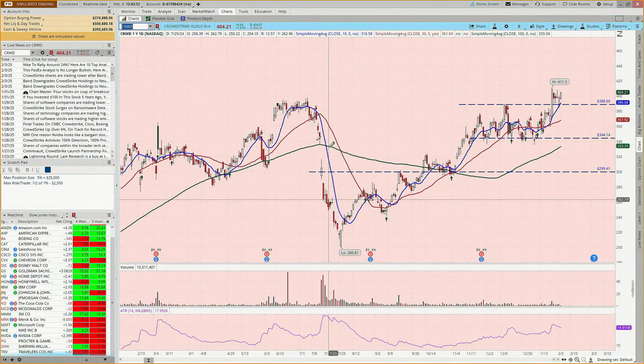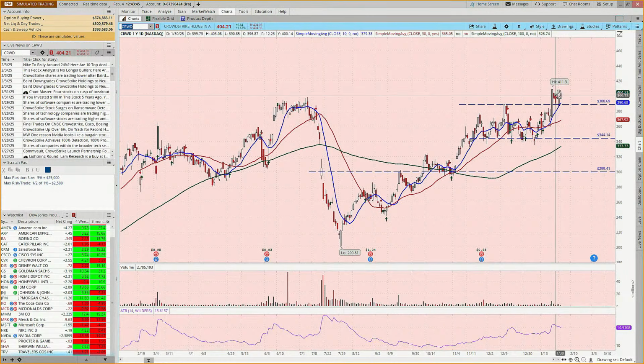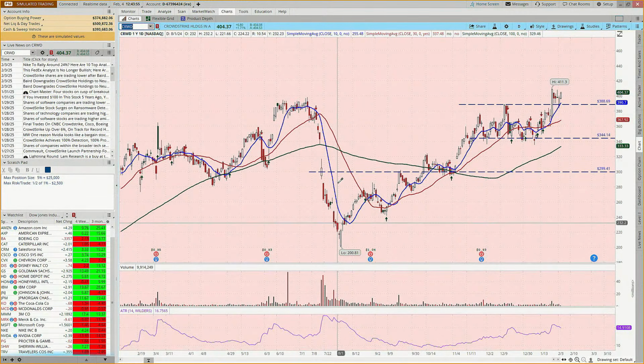So CrowdStrike, it had the blue screen of death day and tank, but it's been on its way back ever since. And then it hit this range in November, and for a couple of months kind of went sideways, broke out with gusto, kind of came back to retest. And some might say, oh, is that like a little bit of a double bottom? It could be, but it's a consolidation pattern regardless.